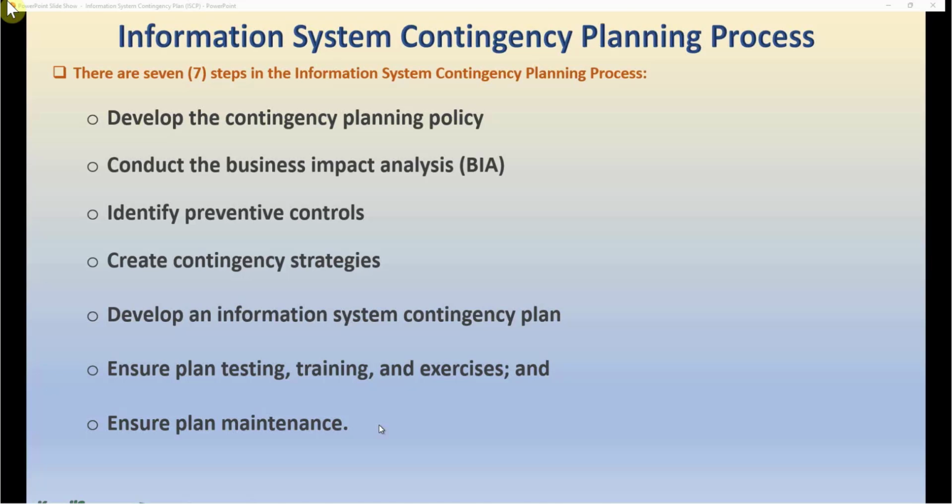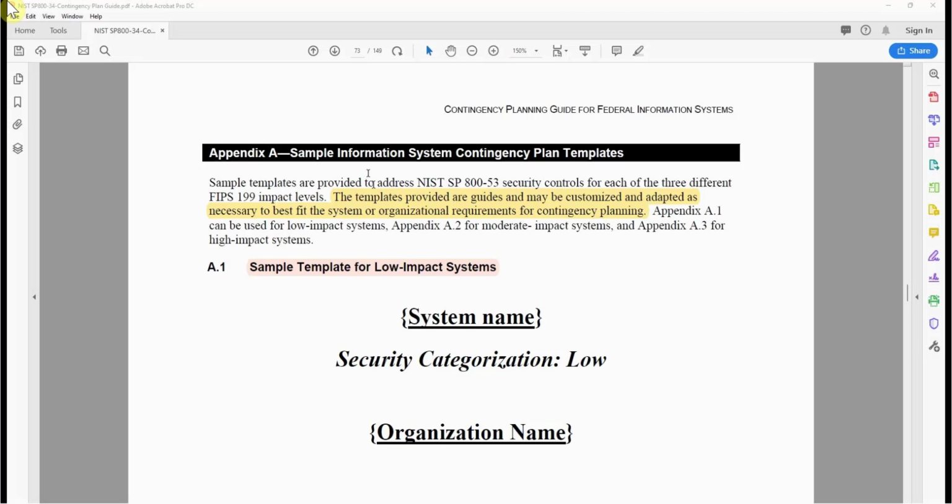contingency plan documentation. Now let's look at, starting on page 73 of the document here, 800-34, the contingency planning. This will give you a template to follow. So Appendix A here, sample information system contingency plan template. And again, this is based on the impact level. So for this, it's a low impact level system. If you ever have a need to come up with a contingency plan, you can always follow this template to come up with your organization's or your system's contingency plan templates, or plan documentation, I should say.